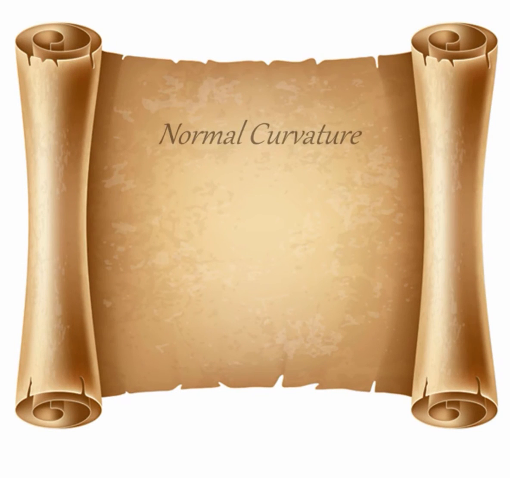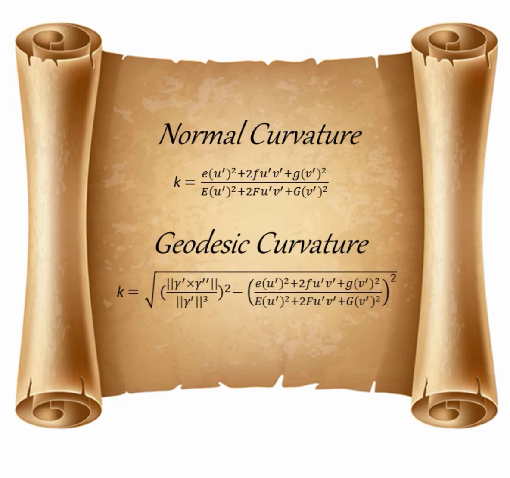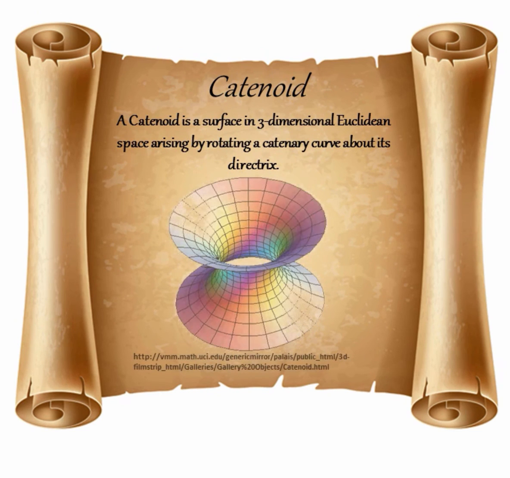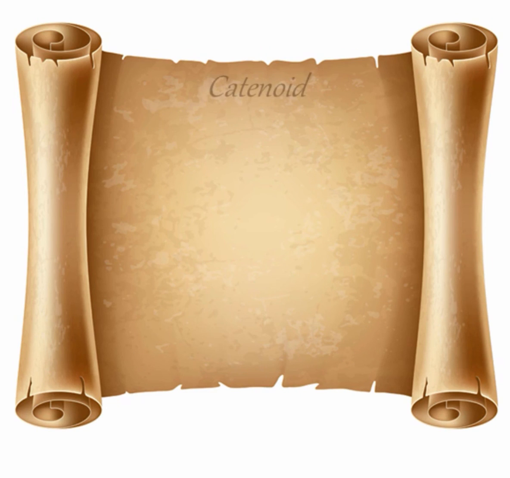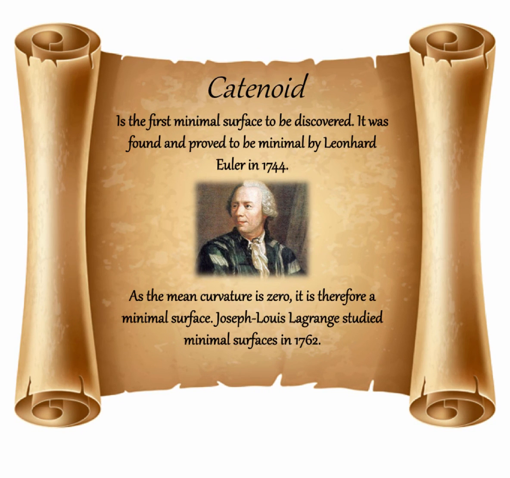To calculate the normal curvature, we use the following formula, and for the geodesic curvature, we use the other formula. The normal curvature is the rate of change of the normal. The geodesic curvature is the curvature of the projection of gamma on a plane tangent to the surface at the point of consideration, T. Your surface just happens to be a catenoid. A catenoid is a surface in three-dimensional Euclidean space arising from rotating a catenary curve about its directrix. As the mean curvature of your surface is equal to 0, we know that it is a minimal surface. The catenoid is the first minimal surface to be discovered. It was found and proved to be minimal by Leonhard Euler in 1744.